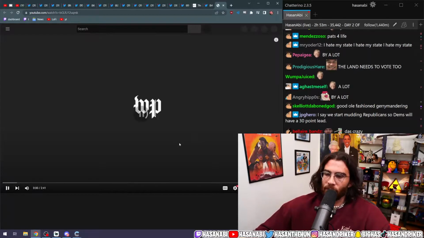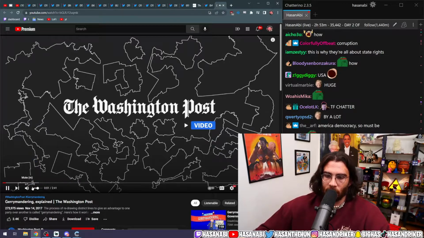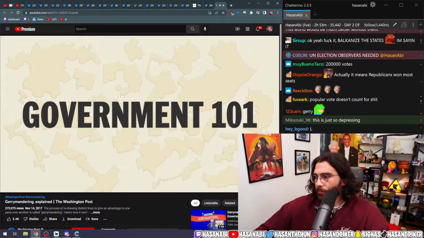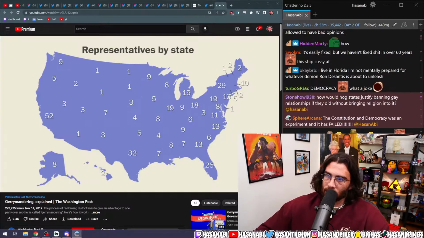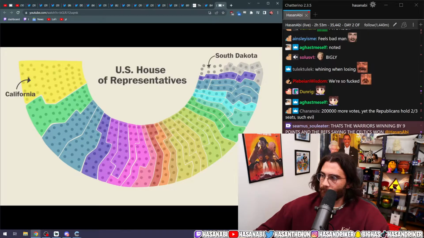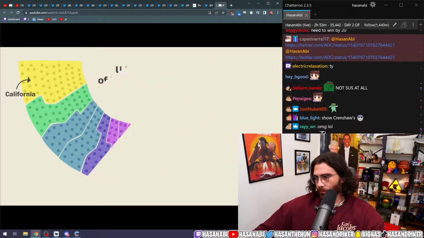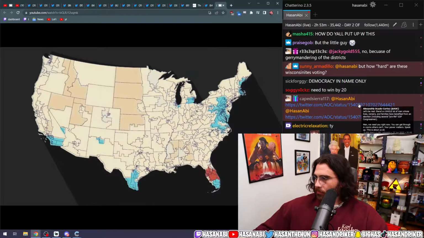I mean, here we gotta go back to the basics because a lot of people don't understand what gerrymandering is. Let's explain it really quickly. First, let's start with Government 101. In the United States, each state elects a certain number of representatives based on the state's population. The larger your population, the more representatives you have. Each representative represents a district, or a geographical area including its voters.